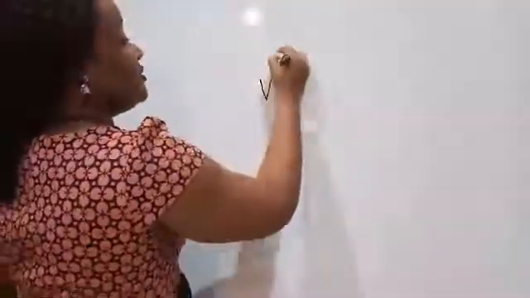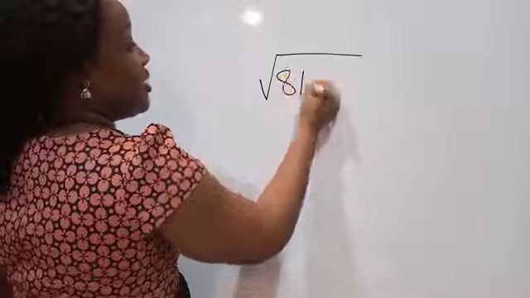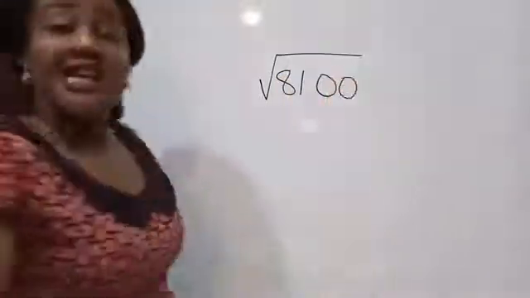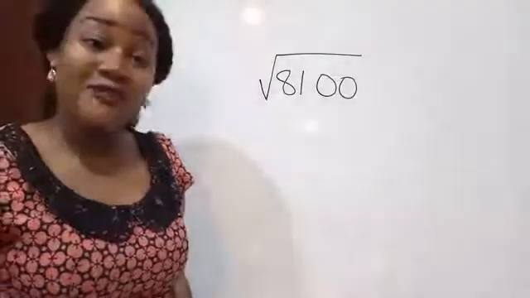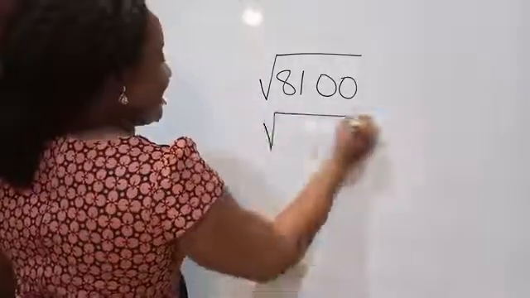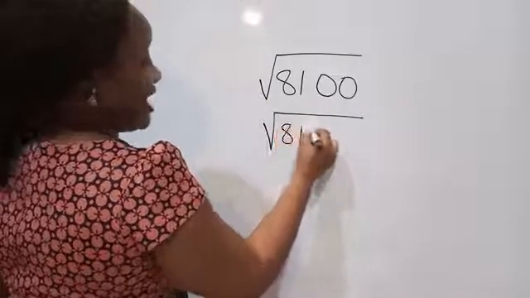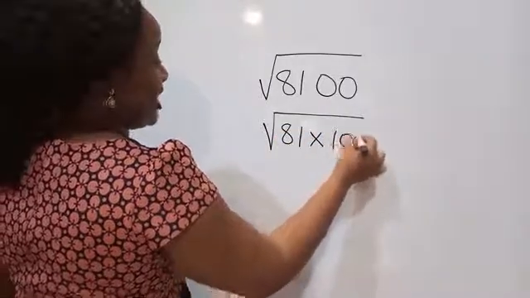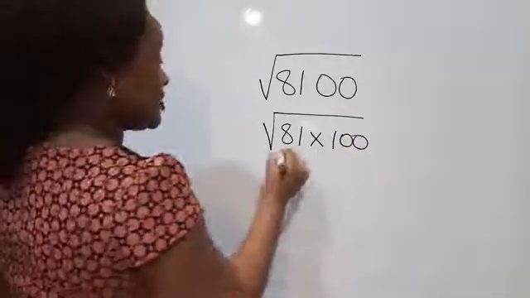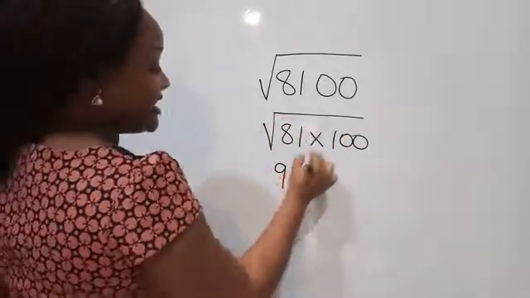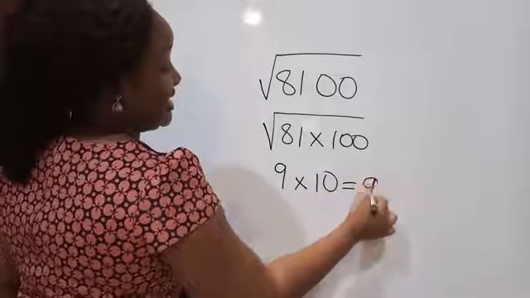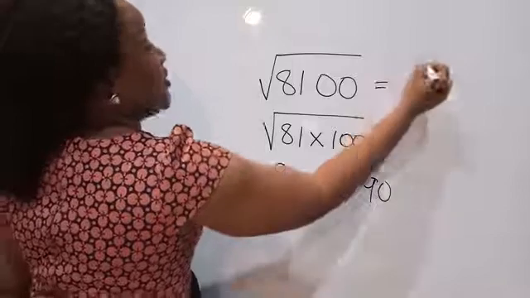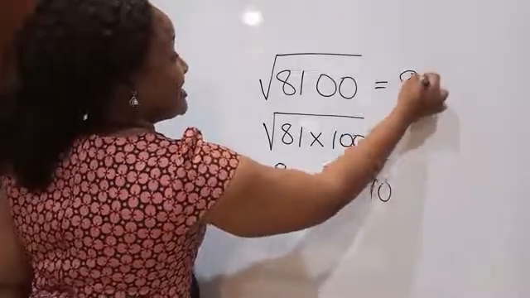Let's look at another easy looking one. We have square root of 8,100, and it's 81 times 100. Our very good friends. Okay? So square root of 81 is 9 times square root of 100 is 10. 9 times 10 is what? 90. So square root of 8,100 is 90.